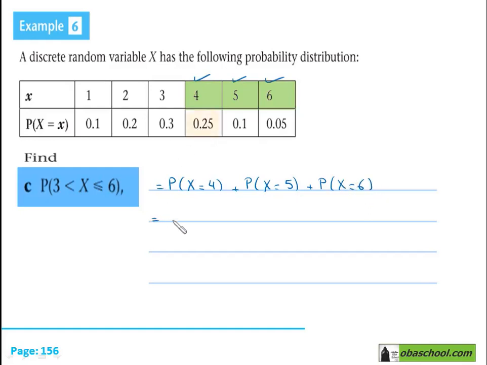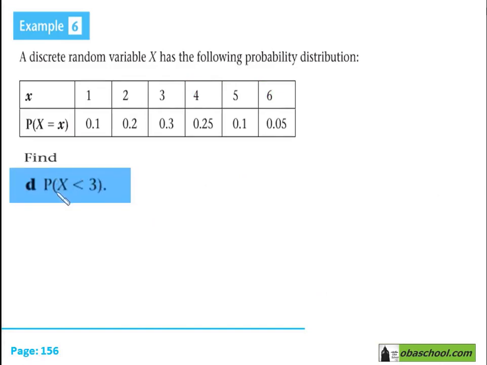We have 0.25 plus 0.1 plus 0.05. The answer is 0.4. Therefore, probability for x bounded between 3 and 6, the 6 is inclusive, equals to 0.4.